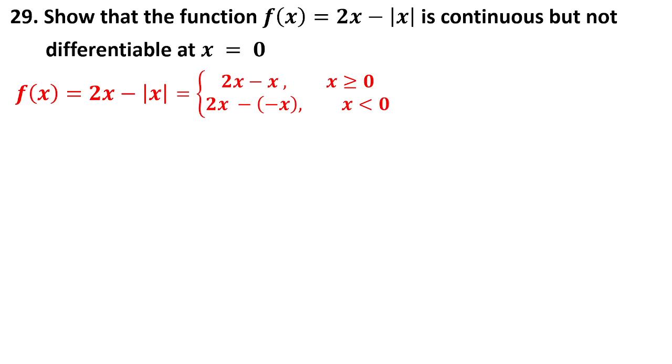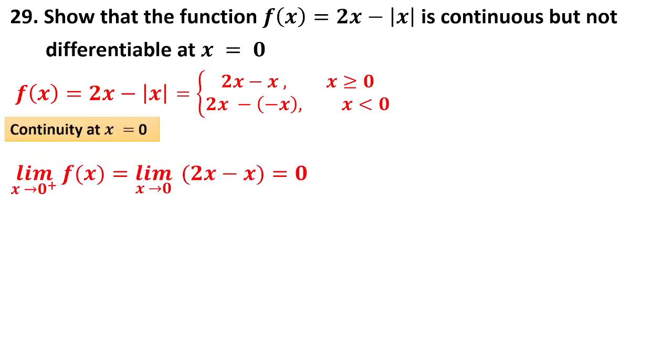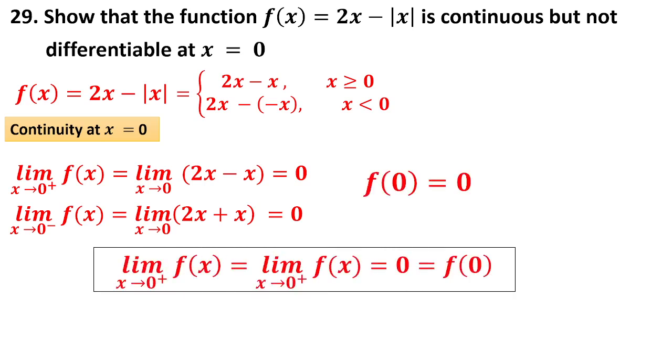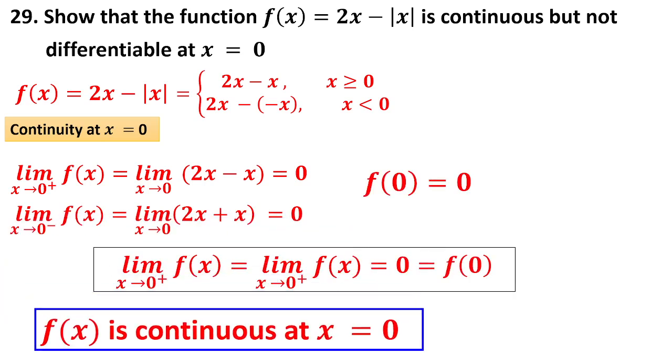Show that the function is continuous but not differentiable. I have taken this f of x: when x is greater than 0, modulus x is x. When x is less than 0, modulus x is minus x. We are checking the continuity. This is the right hand side limit. You have to take 2x minus x, answer 0. Left hand side limit 2x plus x, answer 0. f of 0 is 0. Therefore, it is continuous at x is equal to 0.